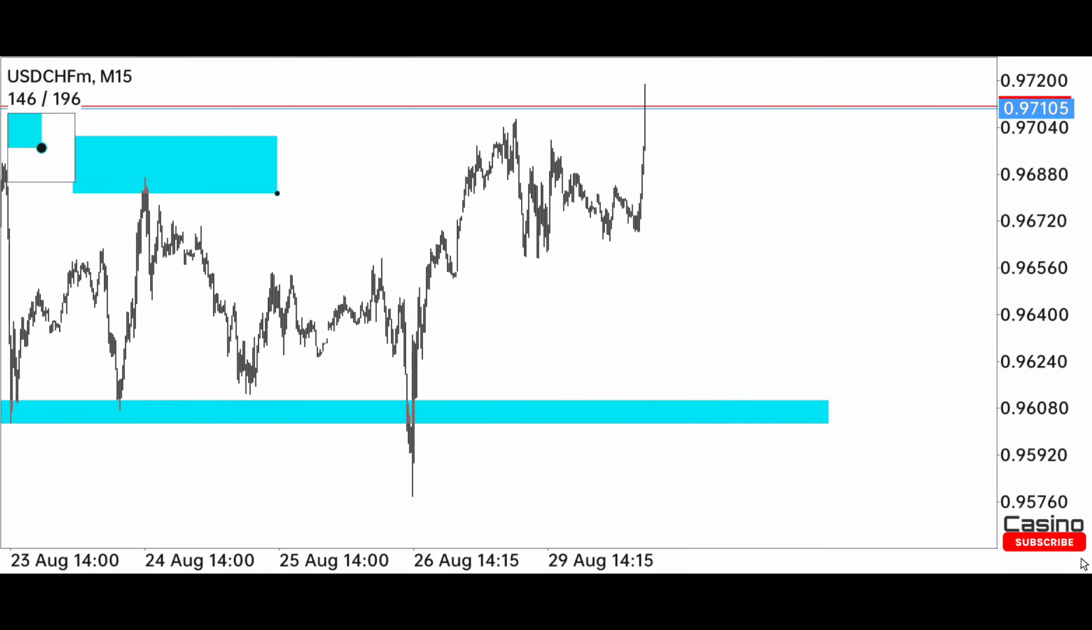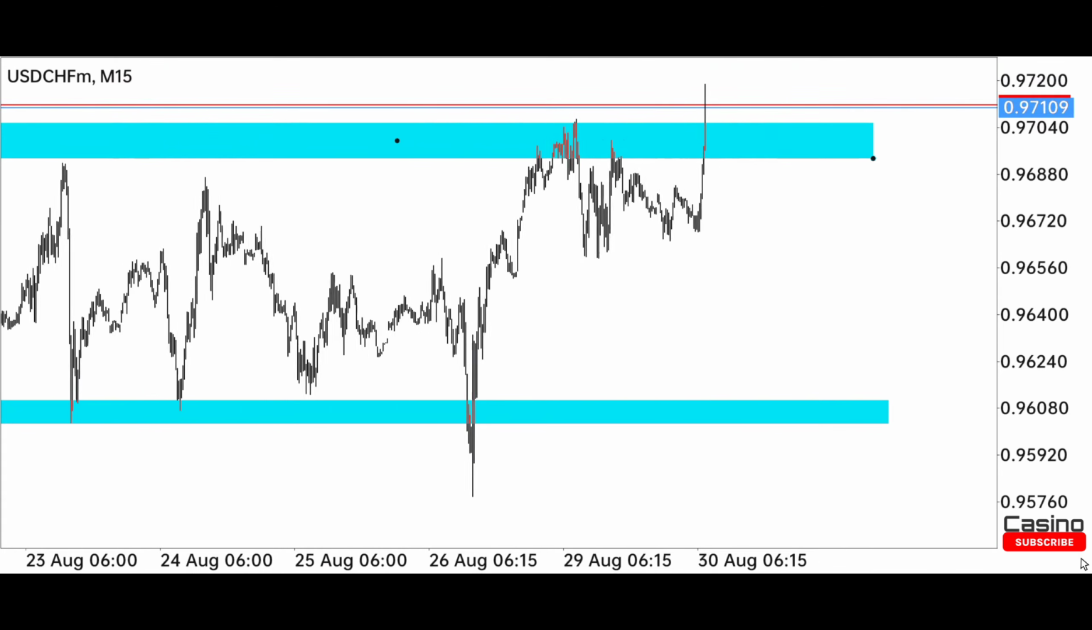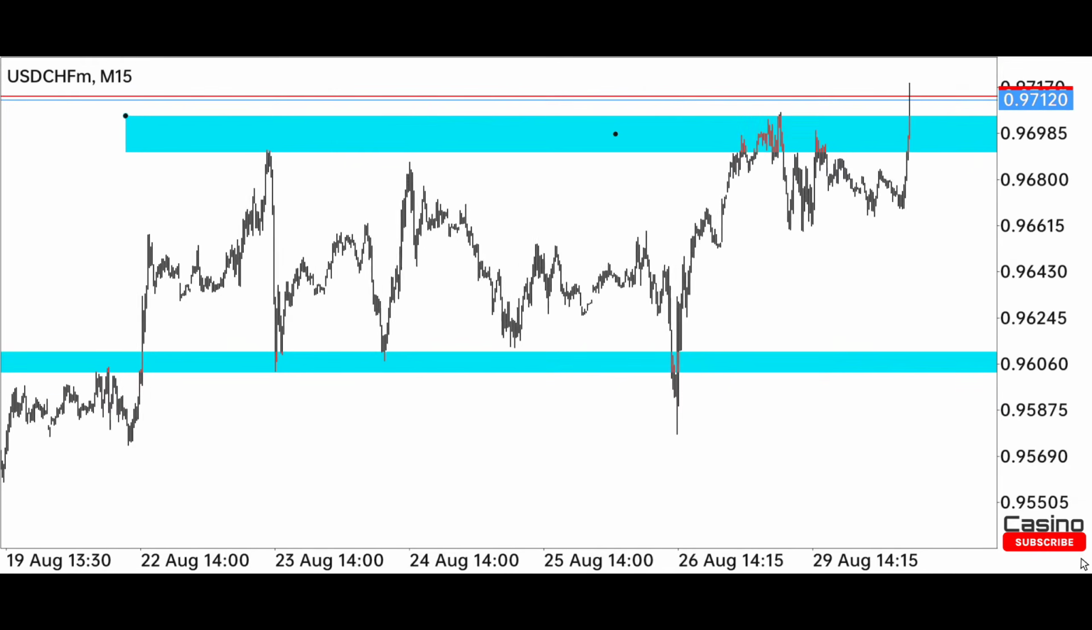We will again take the rectangle tool and place it in this place, because this is the strong resistance area of the market. Sometime in the future the market will move to this level, and we will get to see the reversal point.